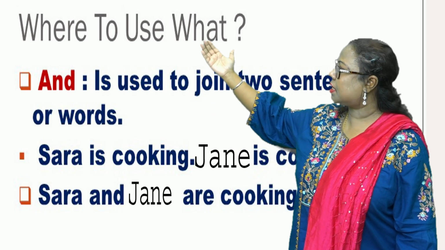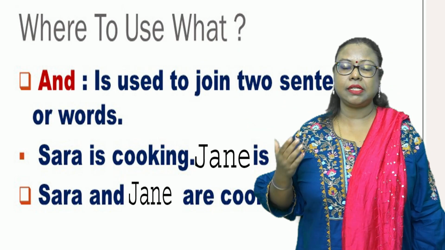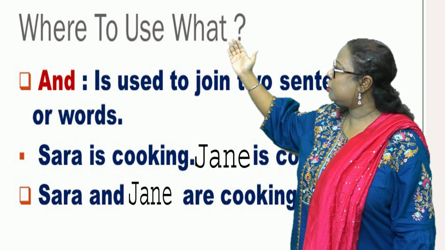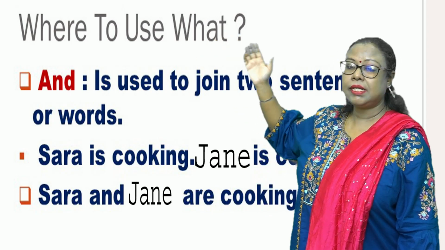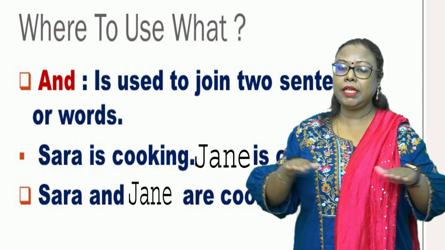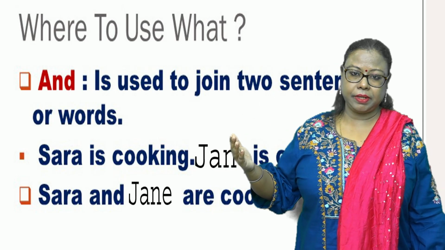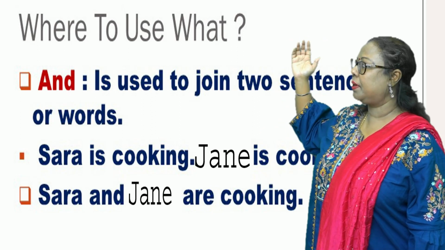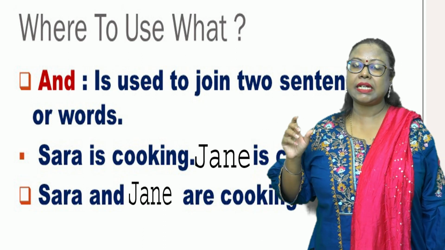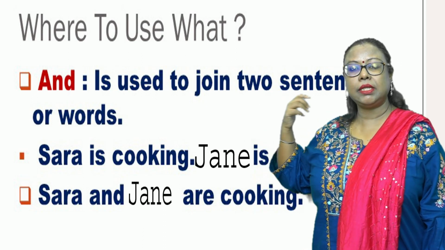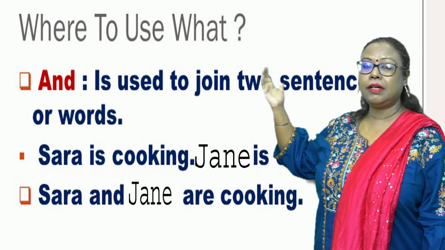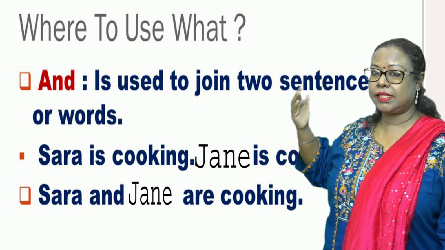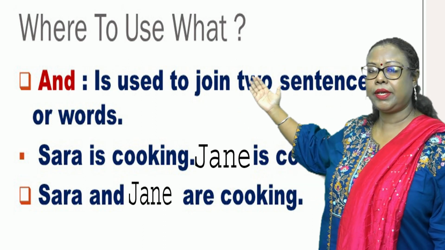First, we are going to discuss and. And is the most common conjunction that we use. And is used to join or link two sentences or words which are equal in rank. For example, Sarah is cooking. Jane is cooking. Here we are going to use the conjunction and to join these two sentences. So let's see: Sarah and Jane are cooking.